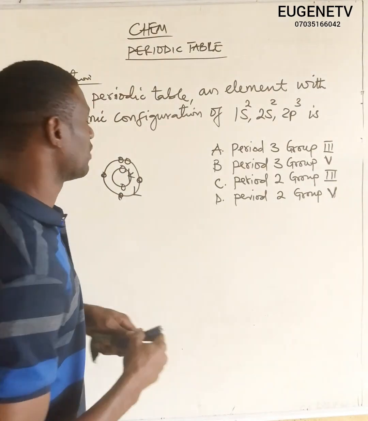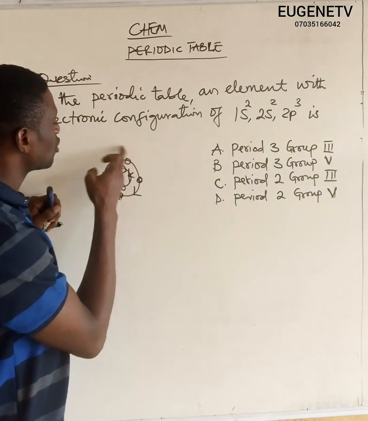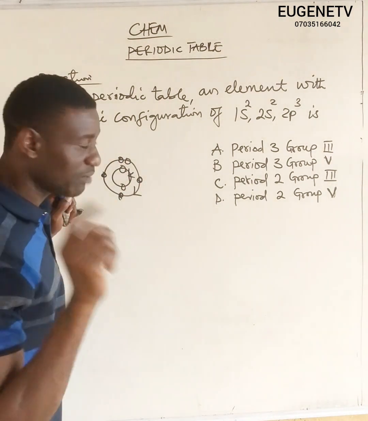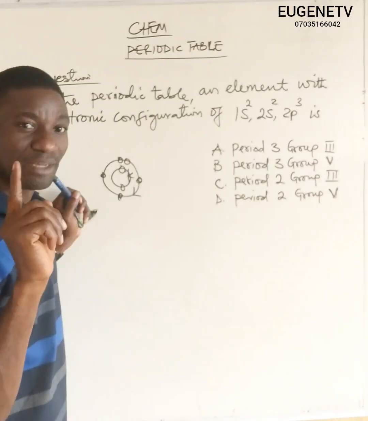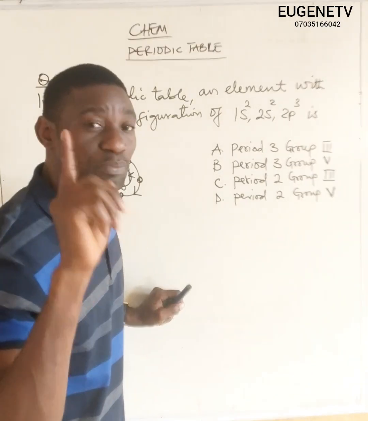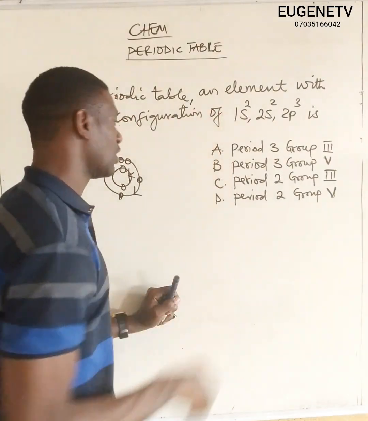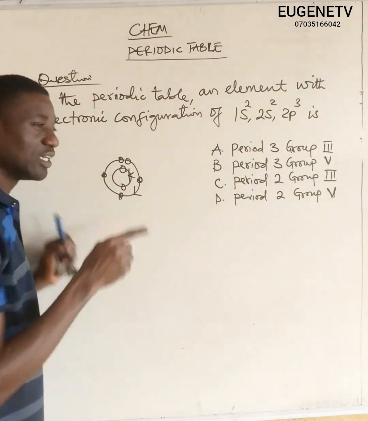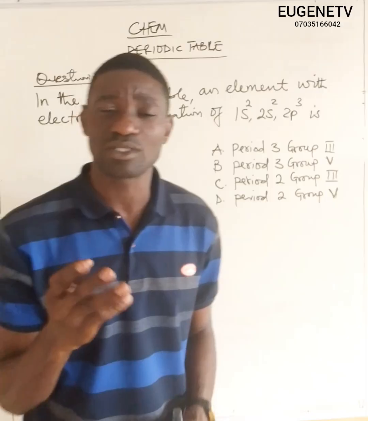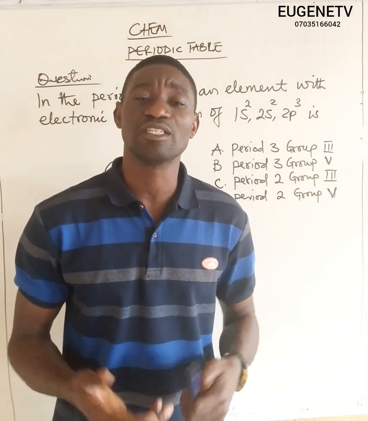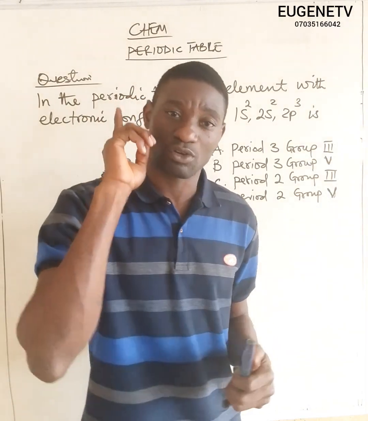Let me start again. If you draw the diagram of any atom or element and it has 1 shell, that element belongs to period 1 of the periodic table. If it has 2 shells, it belongs to period 2. If it has 3 shells, it belongs to period 3. If it has 4 shells, it belongs to period 4.